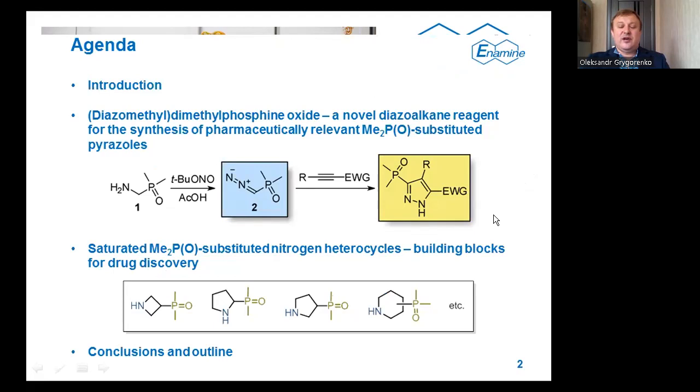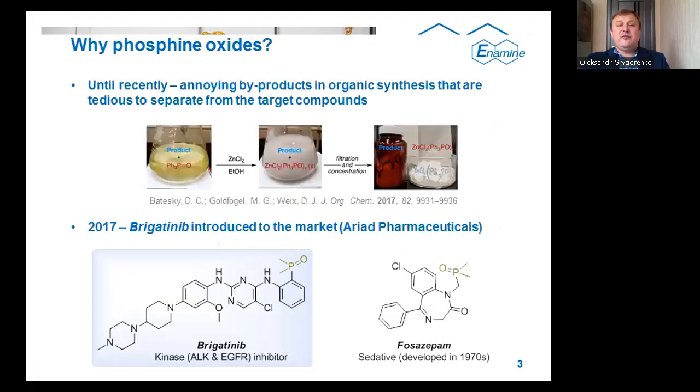They are, in fact, reflected in this graphical abstract that was provided with the abstract of this talk. And then I shall switch to the chemistry of saturated dimethyl PO substituted nitrogen heterocycles that we have been synthesizing in our group also. So why have we become interested in this topic?